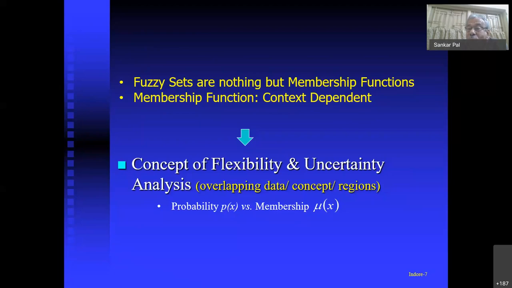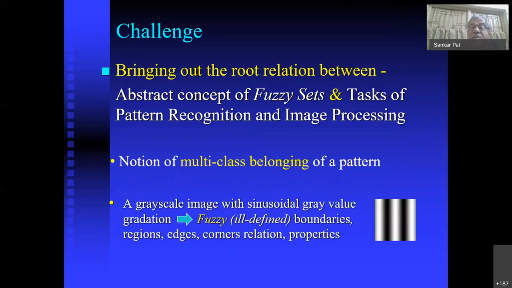Now, what was the challenge when I joined? Bringing out the root relation between fuzzy set, the abstract concept of fuzzy set, to pattern recognition and image processing. So that gave birth to multi-class belonging. That means a pattern can belong to more than one class. Previously, we assumed a pattern can belong to either a class or not, zero or one. But here we say, no, it has the possibility of belonging to any class with a matter of degree. Any value from 0 to 1.